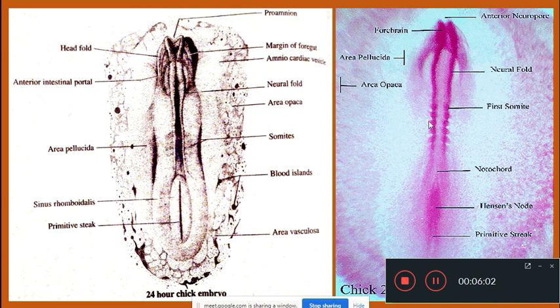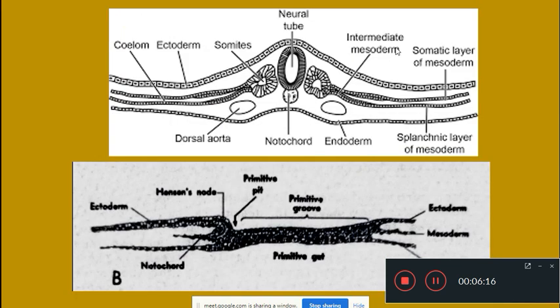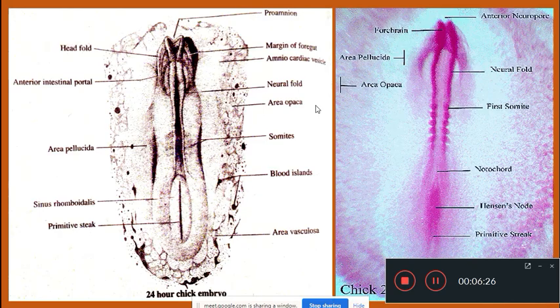Okay, so these somites are formed from the dorsal mesoderm. So you can see them as segments, as pairs of block-like cell masses which are segmentally arranged. Okay, so when you take a section, you can see the somite like this, which is followed by the intermediate mesoderm and the lateral plate mesoderm. Now we have to count the number of somites.